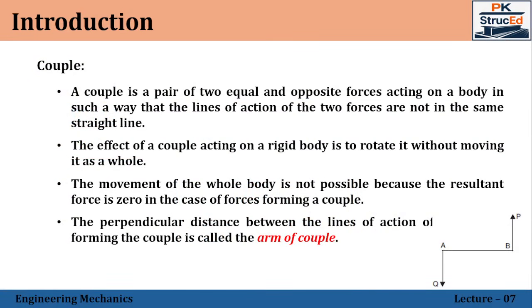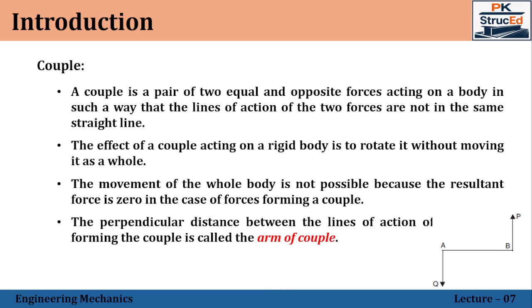Let us begin with the definition. So a couple is a system of two equal and opposite forces acting on a rigid body such that the forces must be parallel, they must be equal in magnitude, and they should be opposite in direction, and the lines of action are not collinear. Because the forces are equal and opposite, the resultant force is zero. But the forces still produce a rotational effect. Hence, the effect of a couple is pure rotation without translation. So, the perpendicular distance between the lines of action of the two forces is called the arm of the couple.